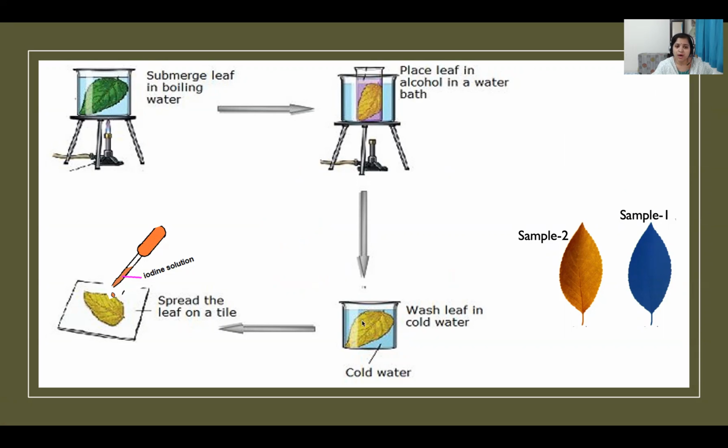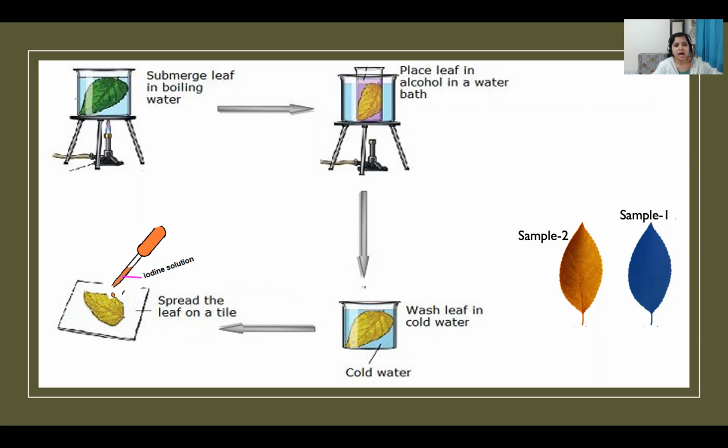After that, you wash the leaf thoroughly. So you will see now the green color is not there. The leaf has become colorless. Okay, so now you can put iodine solution. In your previous classes, you have learned iodine can turn starch or carbohydrate into blue-black color.